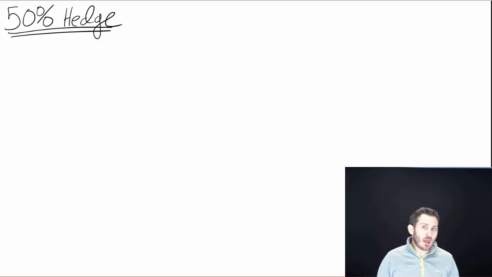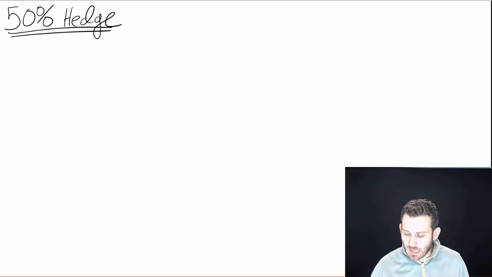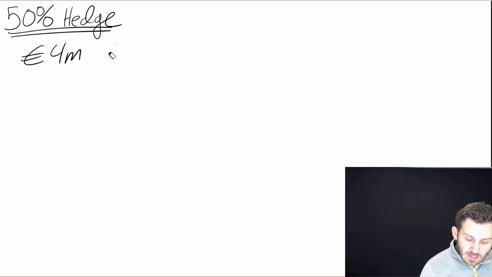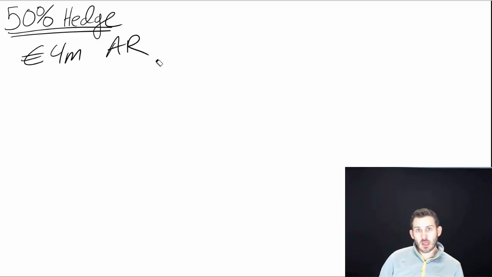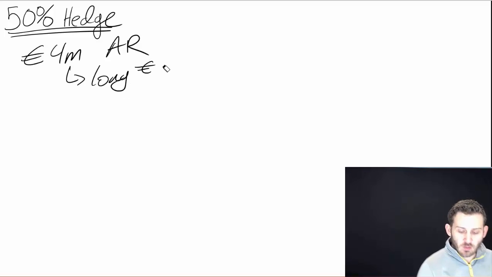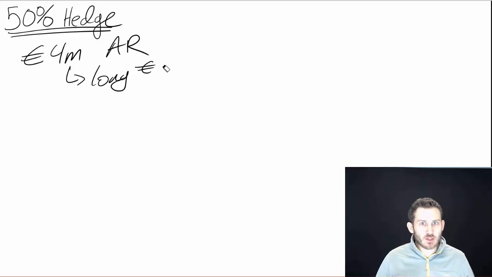So what we're discussing today is the concept of a 50% hedge, how we hedge half of our exposure. We're going to do this by looking at a single account receivable. Let's say that we have a 4 million euro account receivable exposure, which essentially means that we are long on the euro.